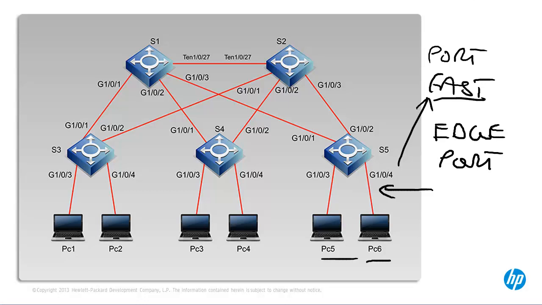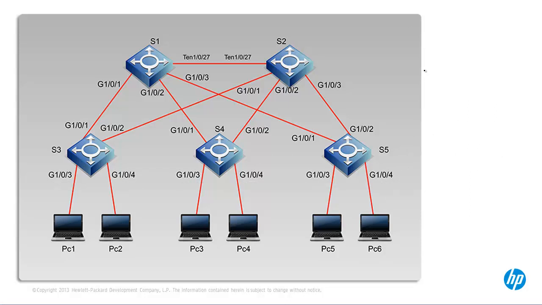The idea is edge ports only have edge devices, such as PCs and servers connected to them. A loop will not take place here because we have edge devices connected to the switch rather than a hub or another switch. So edge ports would only be configured on interfaces where you have edge devices such as PCs or servers. The advantage here is very quick convergence. The ports immediately go forwarding.